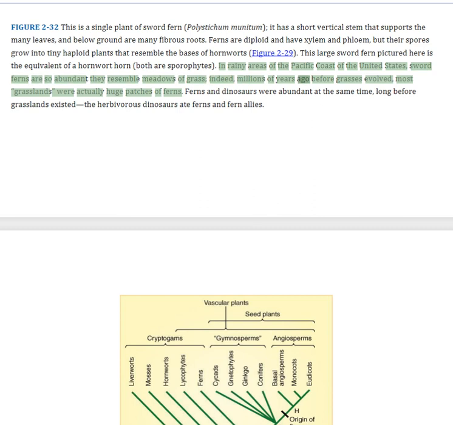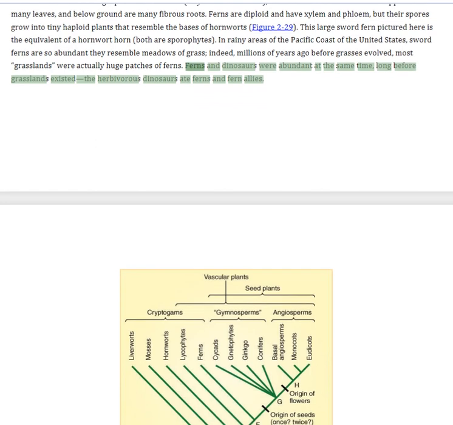Indeed, millions of years ago, before grasses evolved, most grasslands were actually huge patches of ferns. Ferns and dinosaurs were abundant at the same time, long before grasslands existed. The herbivorous dinosaurs ate ferns and fern allies.